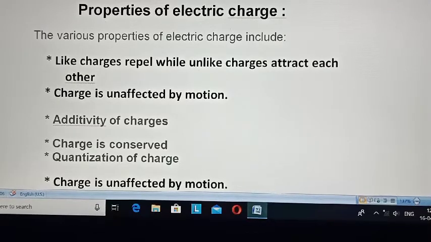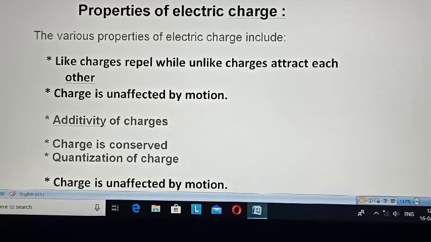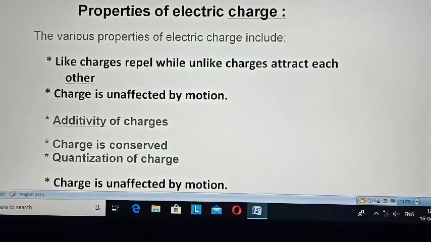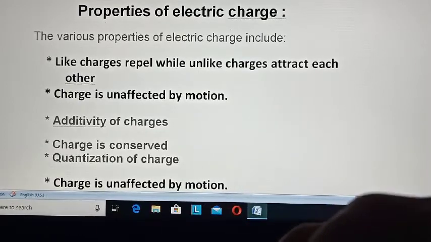Dear students, today we will discuss properties of electric charge. We'll see one by one. First one is like charges repel while unlike charges attract each other. So this you have already learned in class 10 standard.